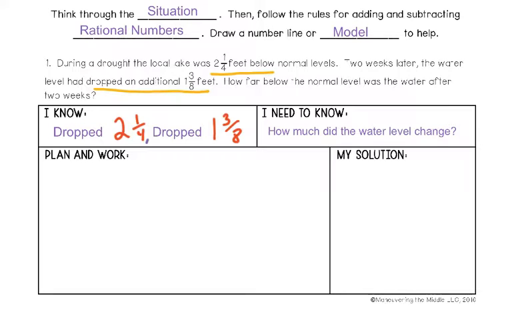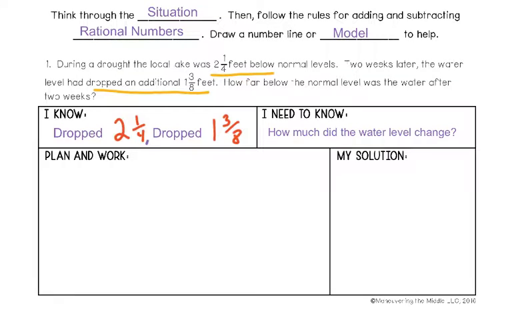So we need to figure out, it's one of the four operations. Are we going to add, subtract, multiply, or divide here? Those are the four operations we're used to doing. So it says it was down 2 1/4 feet, and it dropped an additional 1 3/8 feet. So just by looking at our word clues, we can tell that down 2 1/4 means negative, dropped means negative, and then it dropped an additional. So really we're going to add the two negatives together to get our solution.